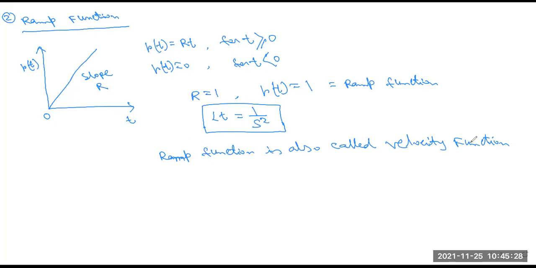The step function is also called the displacement function, and its Laplace transform is 1 by s. The ramp function is also called the velocity function, and its transform is 1 by s square. Okay, is it clear, all of you? Next part, number 3, that is the parabolic function.